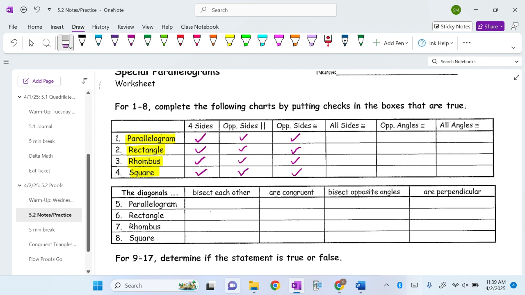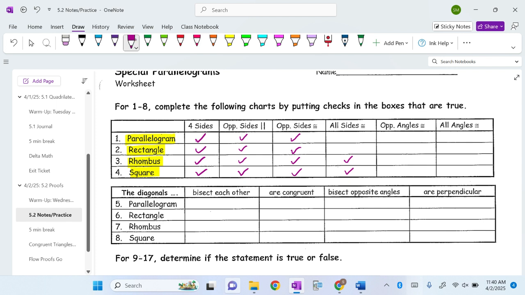All right. Now, all sides are congruent. Do all 4 shapes fit that category? Thumbs up, thumbs down. No, they do not. Someone raise their hand and tell me the only ones that do fit the category. Jasmine. Rhombus and square. Those are the only 2 that fit the category that all sides are congruent.